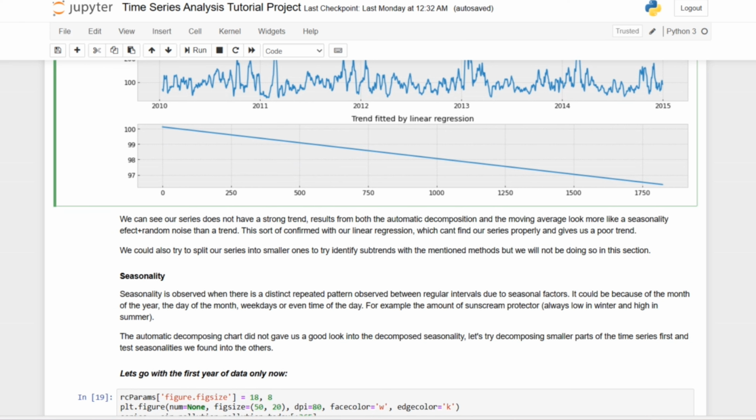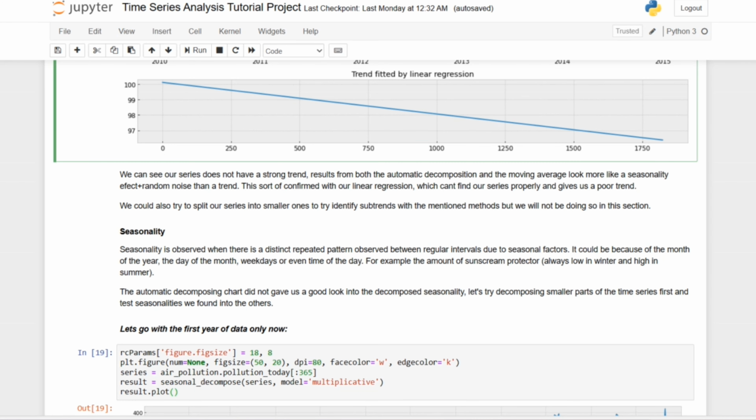After trend, what we will do next is look into seasonality. Seasonality is basically observed when there are specific repeated patterns between certain regular intervals. Sometimes it could be due to seasonal factors, for example in sales forecasting you would find that when there is a huge festival, like at Christmas, there are a lot of discounts happening. These are the things you need to keep in mind when you look for seasonality.